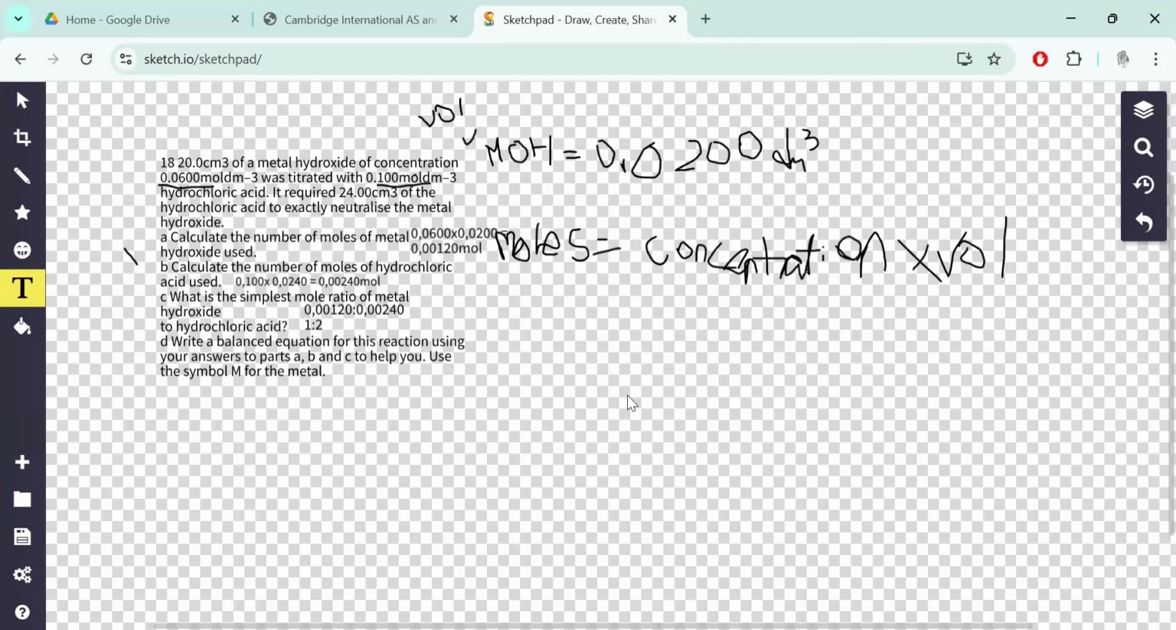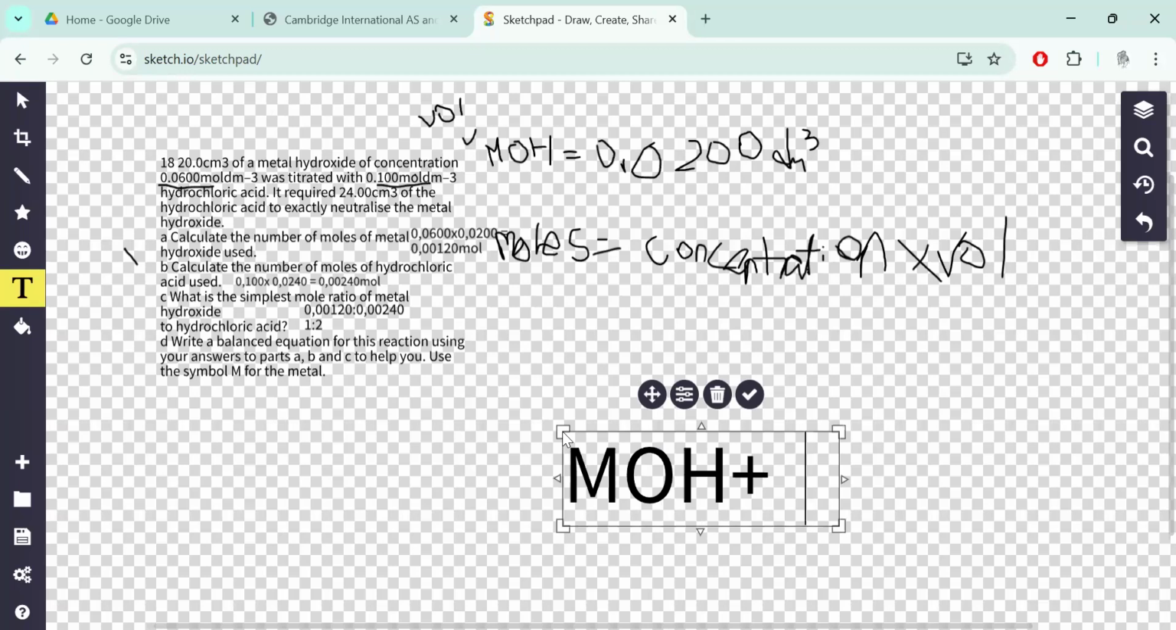And then for question D, write a balanced equation. Usually the equation is the most difficult of all, but we can do this. Metal hydroxide is MOH, M should be capitalized. M is the symbol for metal. And then we add plus, and we can see right here the hydrochloric acid has two, so two HCl. And there should be an arrow there. Can you just pretend it's an arrow?